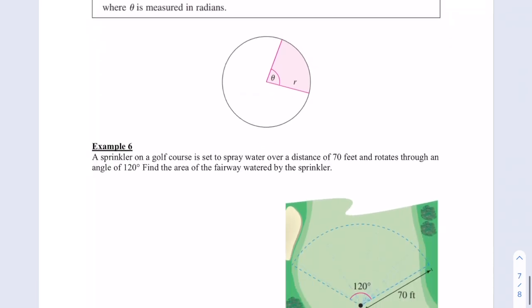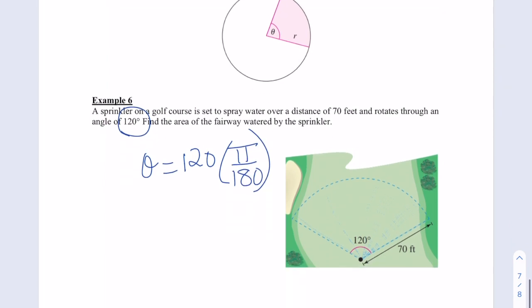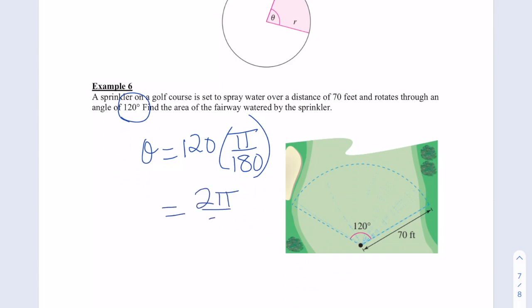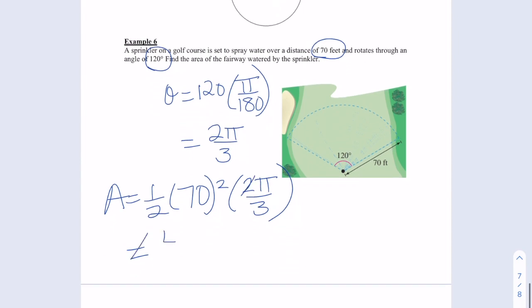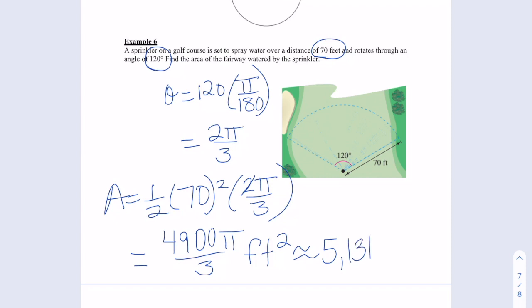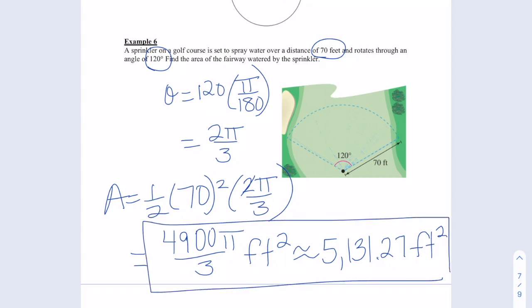So what we can do is change the 120 into radians. So 120, multiply that by pi over 180. And that's going to be, well, 60 goes into both of them, so 2 pi over 3. And then we know that since the area equals 1/2 times the radius squared times theta, well, this can reduce, and we'll get 4,900 pi over 3 feet squared, or I can actually just find the decimal. Let's see. So that's going to be 5,131.27 feet squared. I'll just include both since it didn't say to round.